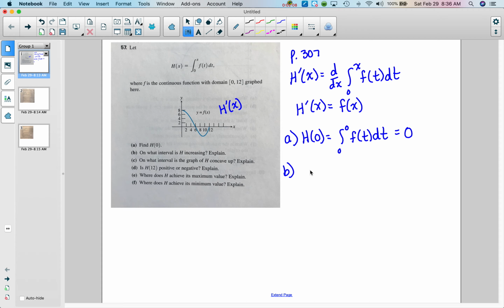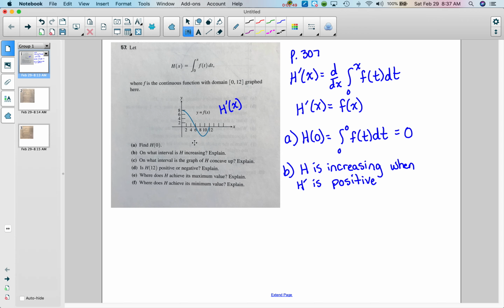Part B asks, on what interval is h increasing? So think about this. Think about when we did a lot of these where we said, how do you know when f of x is increasing? Well, f of x is increasing when f prime of x is positive. So using that same relationship, h is increasing when h prime is positive. That's the relationship between a function and its derivative. So we need to know, when is h prime positive?